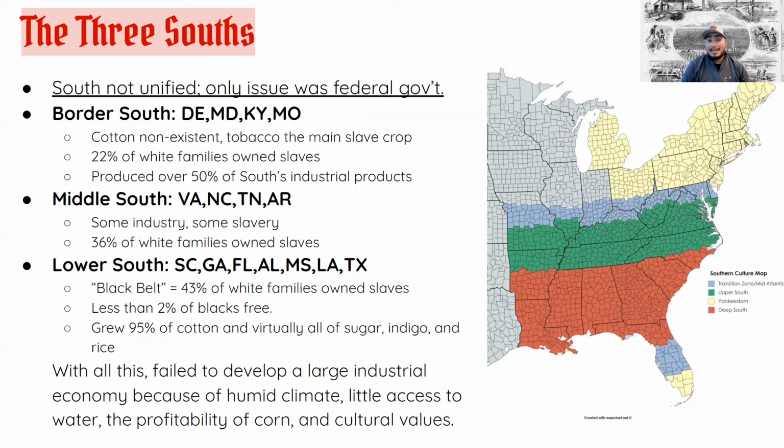Now, in the middle South, which is like Virginia, North Carolina, Tennessee, in this place you're starting to see a little bit more industry, but also that growing population of slavery. They're both there, with 36% of white families owning slaves. And then, of course, you've got the lower South. And this is how I think many people see the South culture overall, which is what is known as the Black Belt. This is where you see almost a large majority of white families own slaves. Actually about 43%, so almost a majority or almost half, frankly.